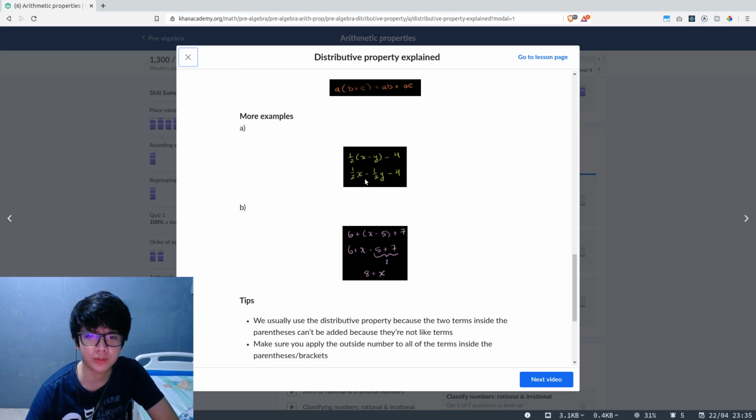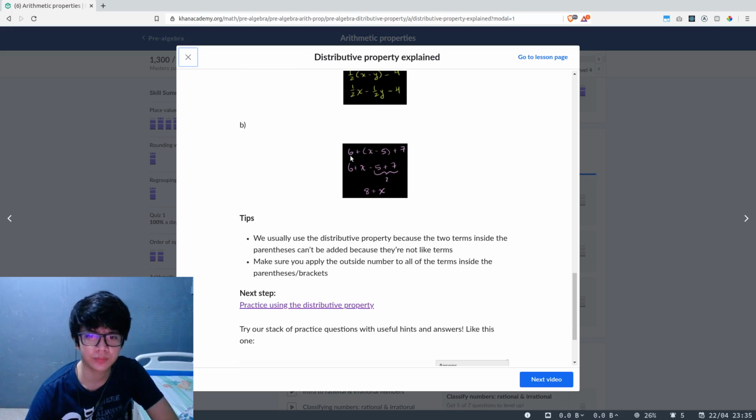One times x minus 1 squared. 6 plus x minus 5.